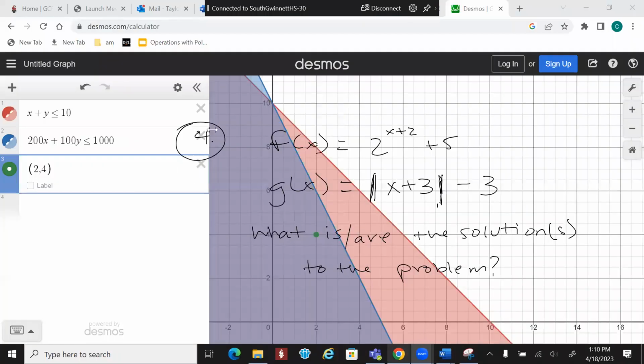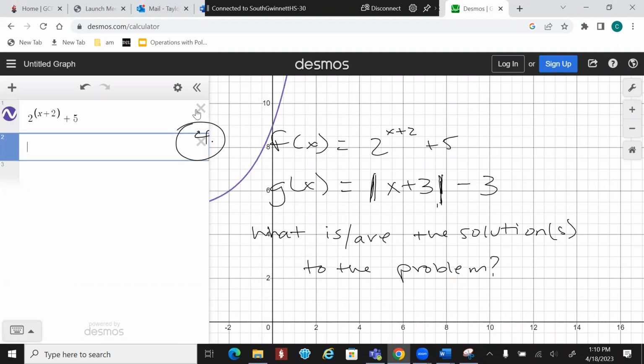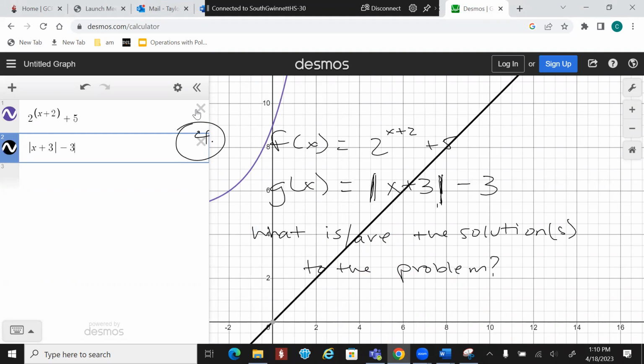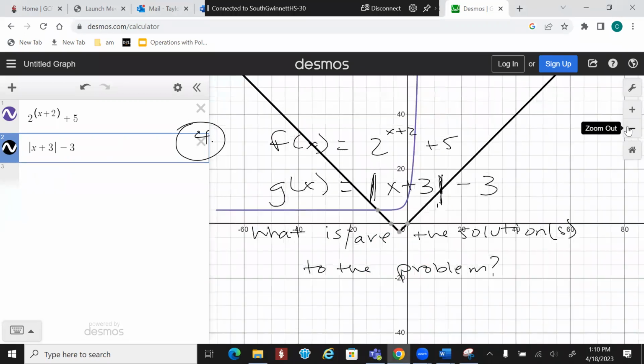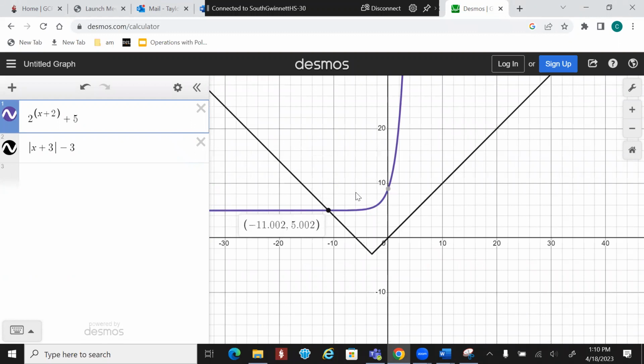Into Desmos. Yay, Desmos. Okay, so we're going to take that and plug it in. So 2 raised to the x plus 2. Don't forget, when you do exponents, put parentheses around it. Okay, so as I'm looking here, how many times does it cross over? 1 time. And what x value does it cross over at? X equals negative 11.